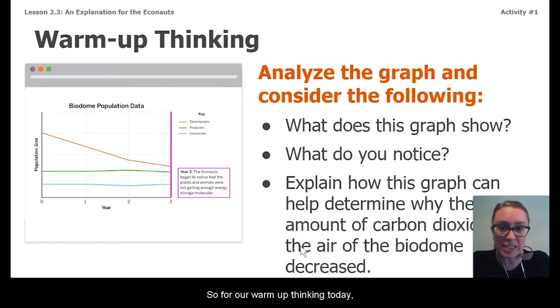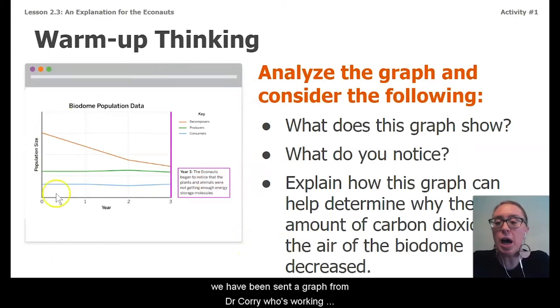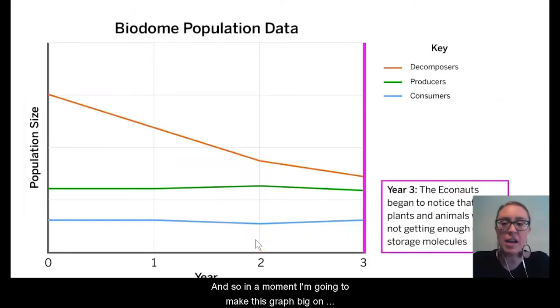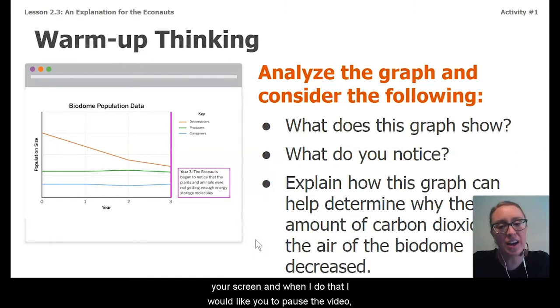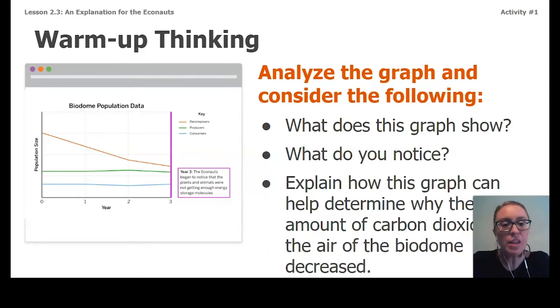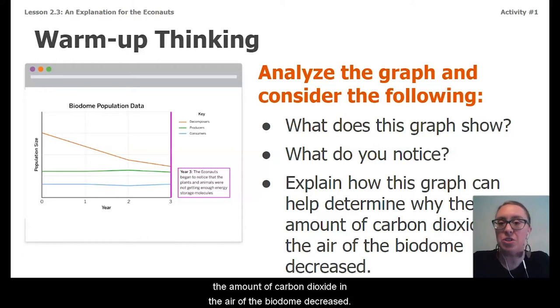So for our warm-up thinking today, we have been sent a graph from Dr. Corey, who's working with us and our Econauts, around the population data of some different types of living things within our biodome. And so in a moment, I'm going to make this graph big on your screen. And when I do that, I would like you to pause the video, analyze the graph, and consider these three questions. What does the graph show? What do you notice? And explain how this graph could help us determine why the amount of carbon dioxide in the air of the biodome decreased.